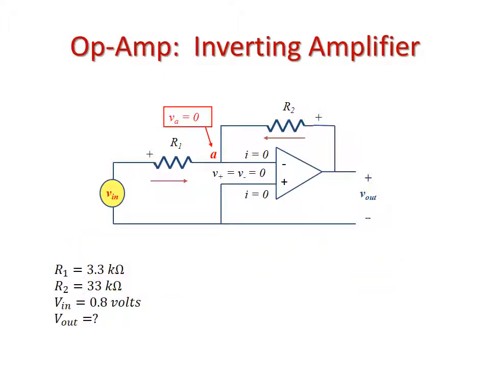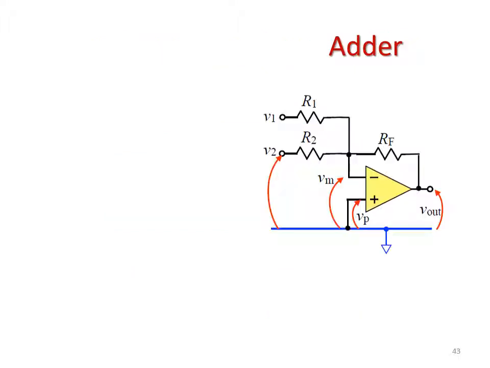Another inverting amp: if we have our R1, our R2, and our Vin equals 0.8, what is our V out? Again, it's an inverting amplifier, so we can do negative R2 over R1, which equals our gain, and then we're going to multiply that by our 0.8. So our negative R2 over R1, multiplied by 0.8.